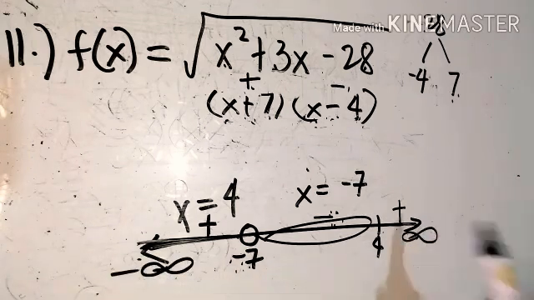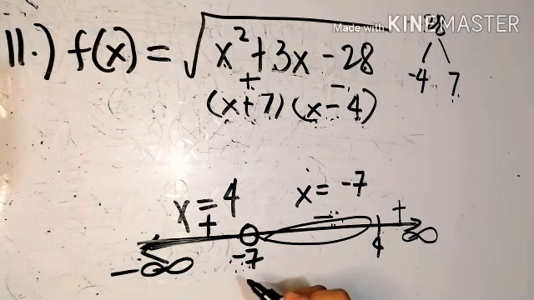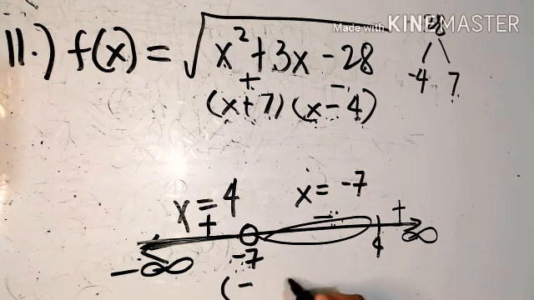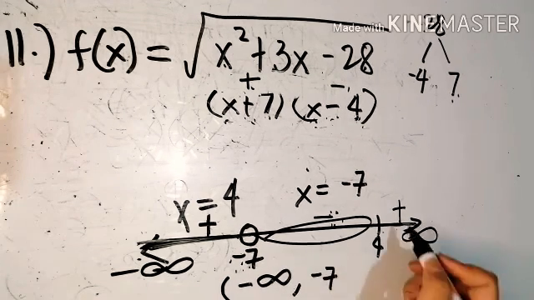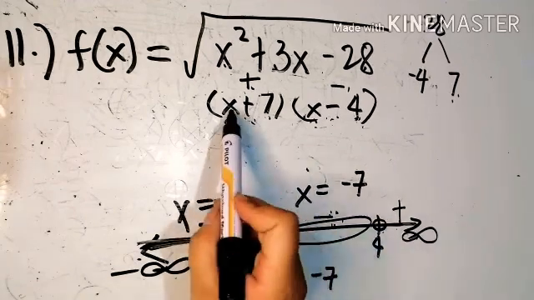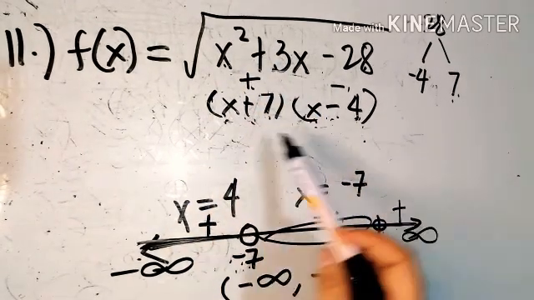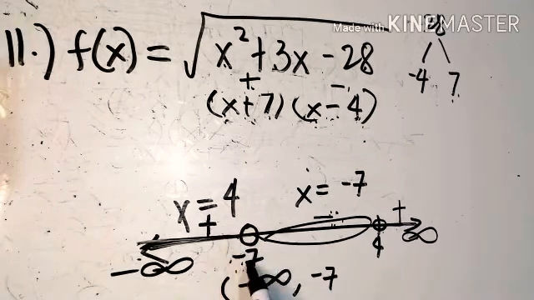Pwede ba yung mababa sa negative 7? Pwede, kasi positive yung magiging result niya. Pwede ba yung mataas sa 4? Pwede kasi positive yung maging result niya dun sa loob ng radical sign. Paano natin isusulat sa interval notation? We have the negative infinity and negative 7. Included pa si negative 7. Sabi natin pwede maging 0.